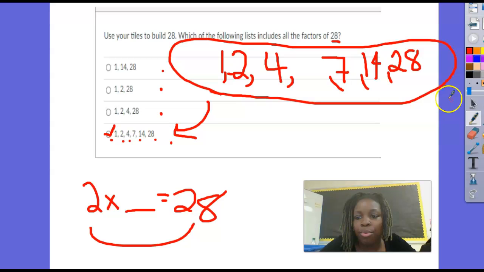All right, you guys, so today we worked on finding the factors using the factor rainbow. So you guys did an amazing job today.